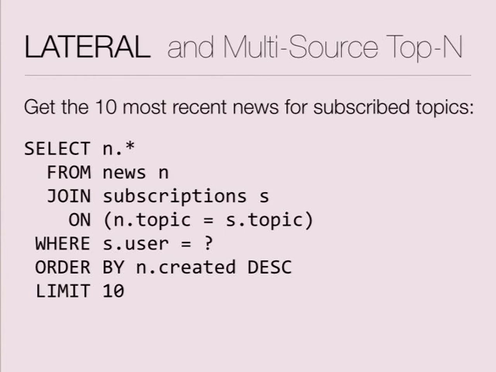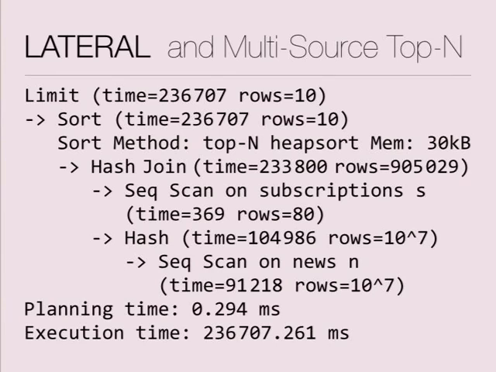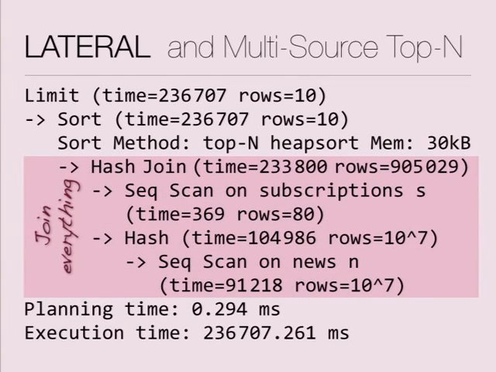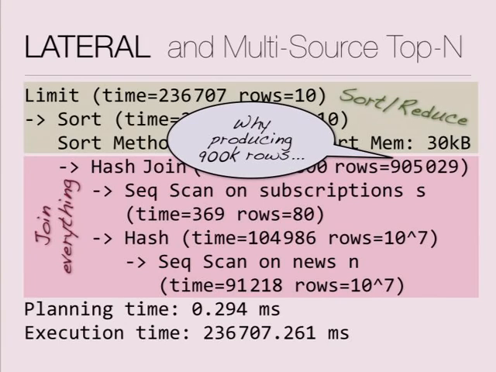And if I'm out of luck, Postgres might end up with a query plan like that. To make it a little bit more visible, it first joins basically all the news which I'm subscribed to, which happens to be 900,000 rows in that case. And then it's doing the top n sort and filtering out the 10 most recent ones. So yeah, maybe not the best thing to do.